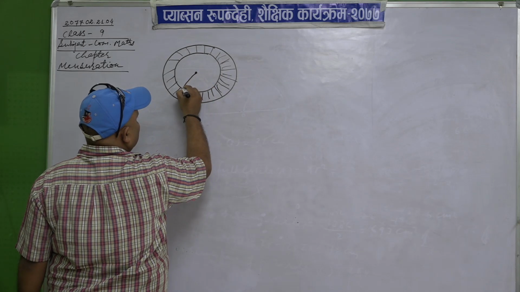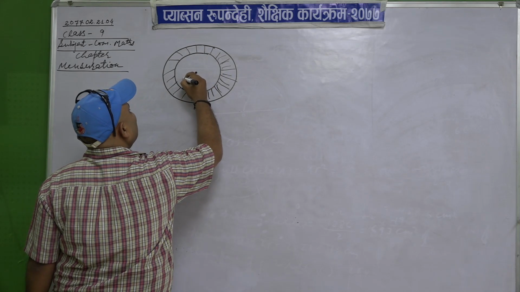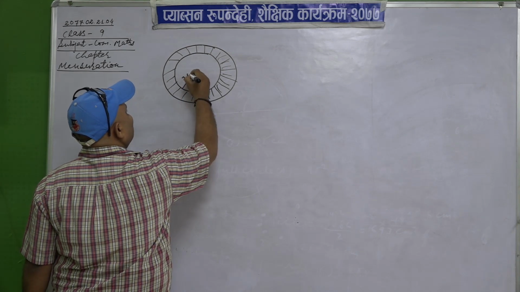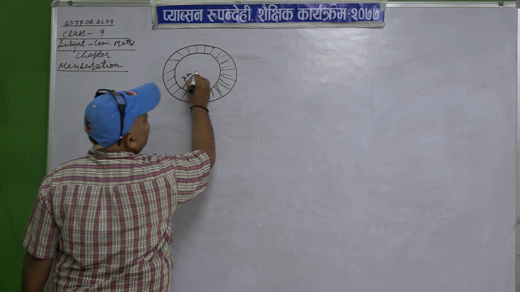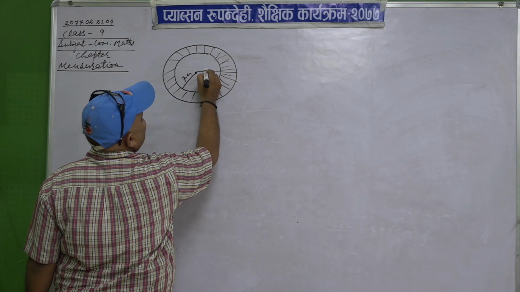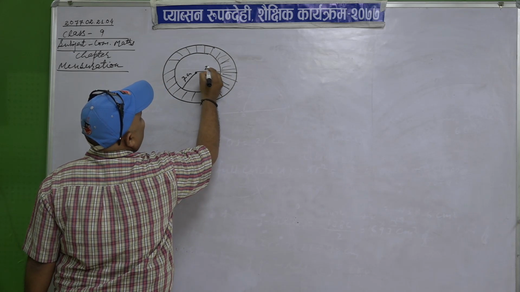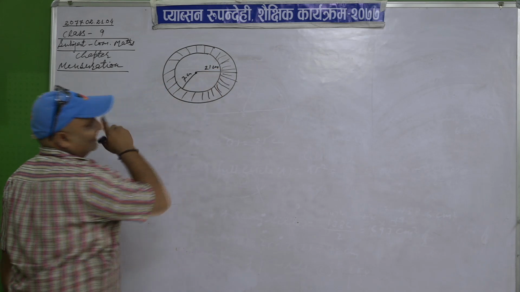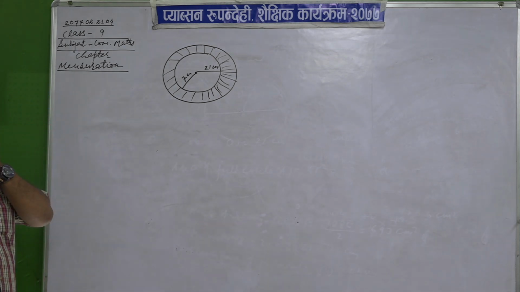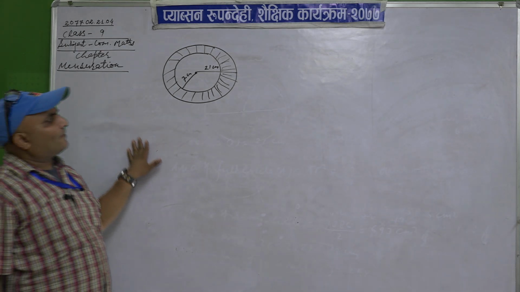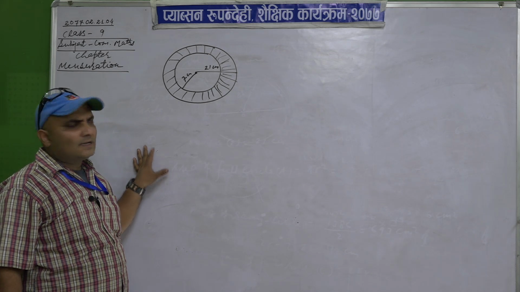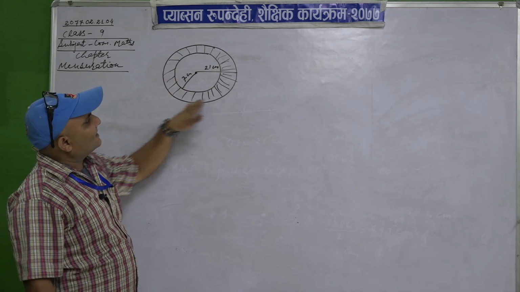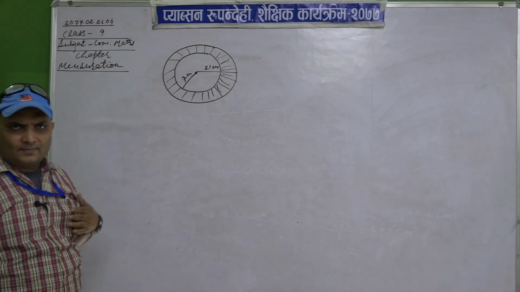The radius of this circle is 7 centimeter. The radius of this circle is 21 centimeter. Okay. Now, we have to find out the area of this sided region.